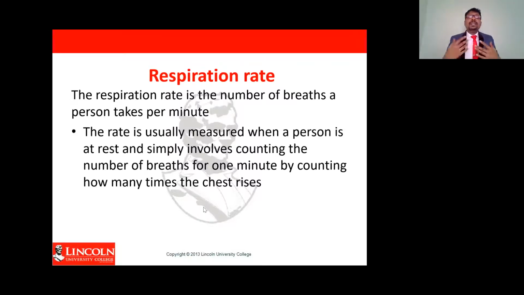Normally we take breaths without conscious effort, but at that time we cannot count how many times we are repeating. So in this case, we have to concentrate and check how many inhalations and exhalations. That will be the respiratory rate. In 1 minute, how many times you are breathing in and breathing out. You have to observe how many times you breathe in and breathe out.